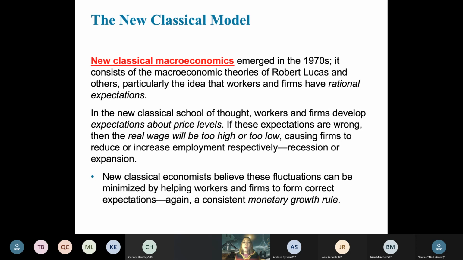The new classical macroeconomics also emerged relatively recently, in the 70s, based on the ideas of Robert Lucas, the economist who introduced rational expectations: that the entire economy, workers and firms, have rational expectations about price levels, and if the expectations are wrong, then the wages or the prices could be too high or too low, and that causes business cycles. So employers either hire too many workers and produce too much, or too few workers and produce too little. As a result, we see recessions and expansions.